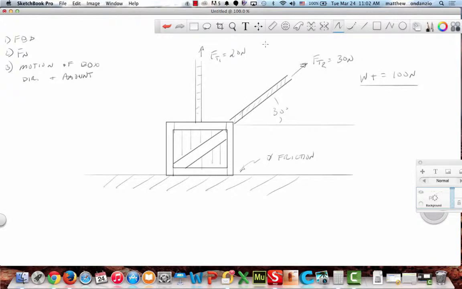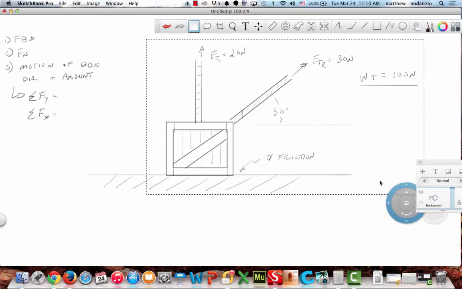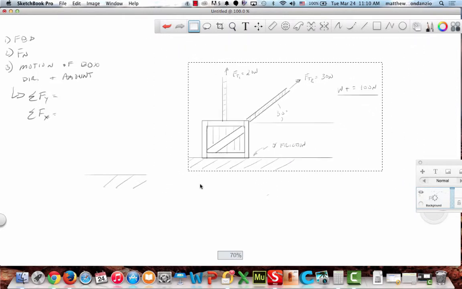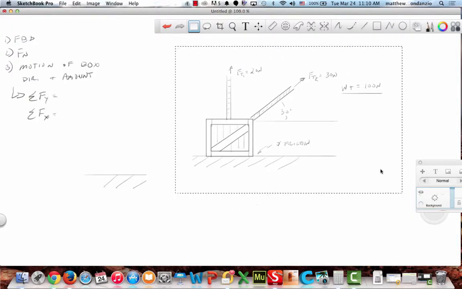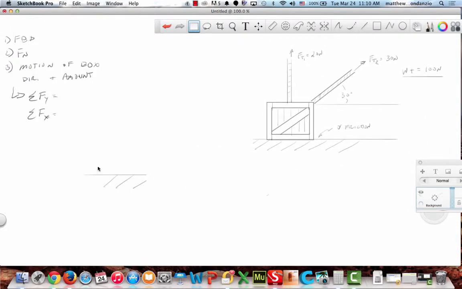You got to think about this. Draw your free body diagram. Guys, your free body diagram should have forces in what directions only? Horizontal and vertical. Remember, you got to break that FT2 down into components. Okay, I'm going to pause this. Let's talk about this together. I'm going to shrink this down a little bit so we can have some space.